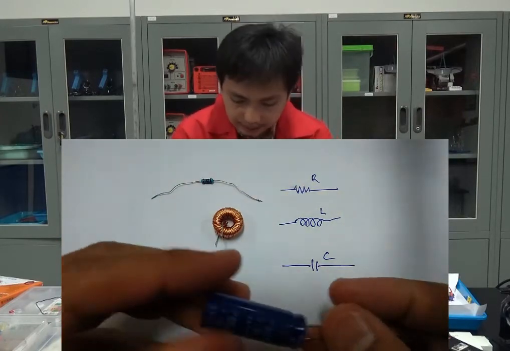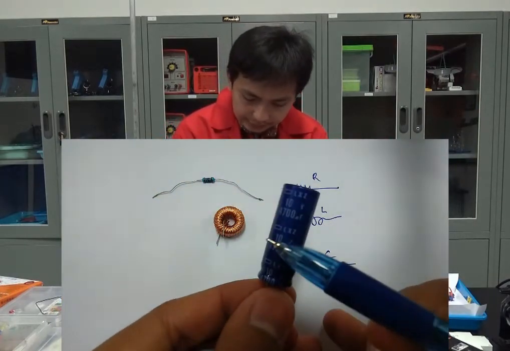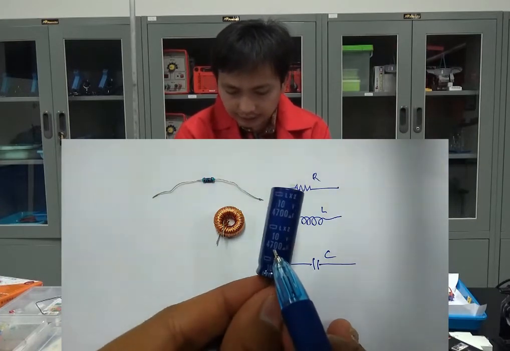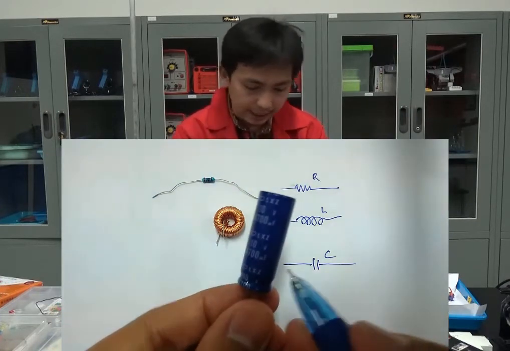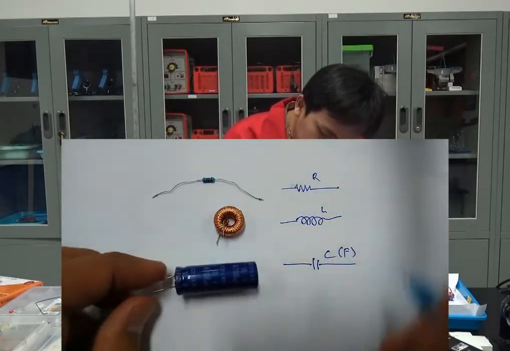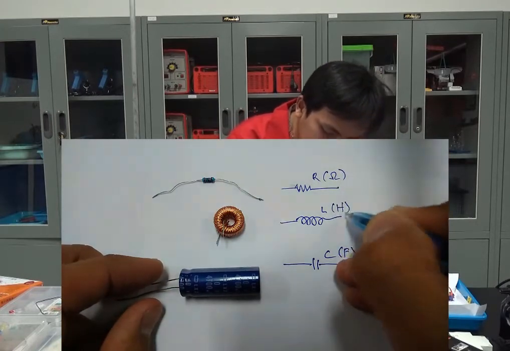Okay, the size of the capacitor is included in this label. For example, this capacitor has 4700 microfarad. The unit is farad. The unit for this one is ohm. And this one is Henry.